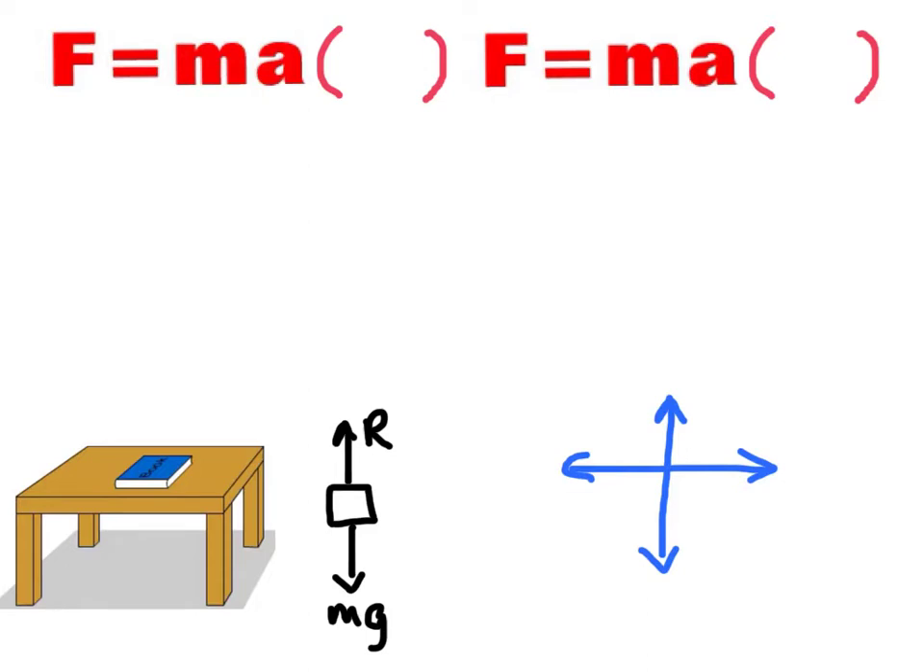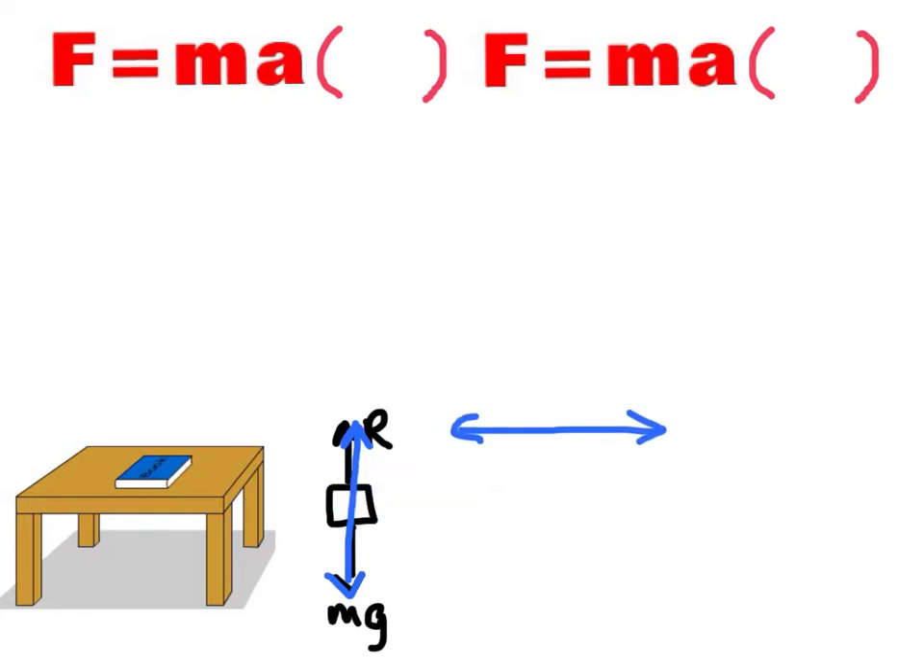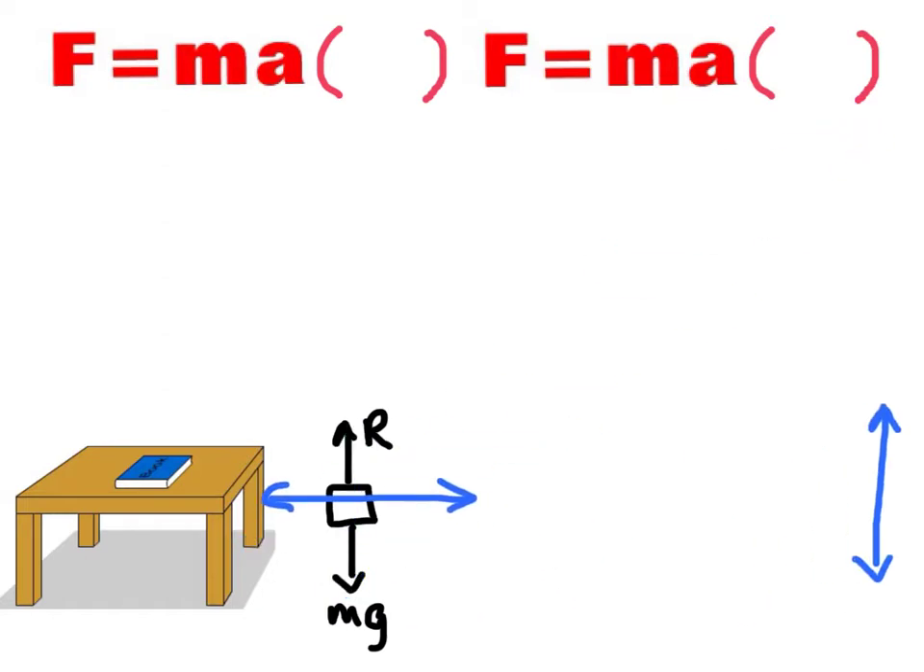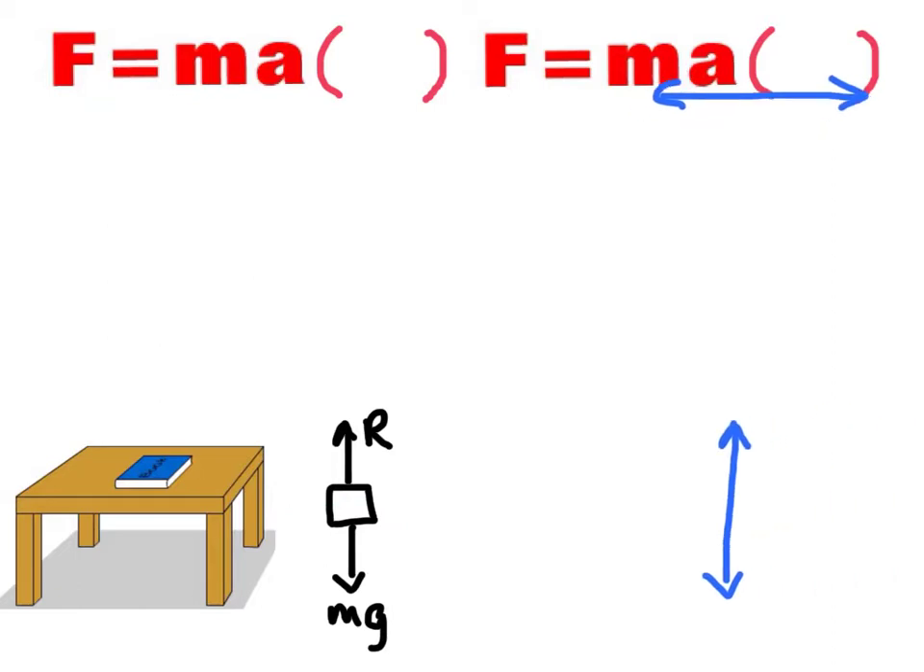So the book on the table, obviously we're going to be using up, down, left, right as our directions, and we consider those two F equals MAs differently. So the F equals MA left and right, well, nothing's happening left and right, so we don't have to bother with that one. Literally nothing's happening. The F equals MA up and down, and in the brackets you put what you're doing, up and down or left and right, to show the examiner and yourself what you're doing.